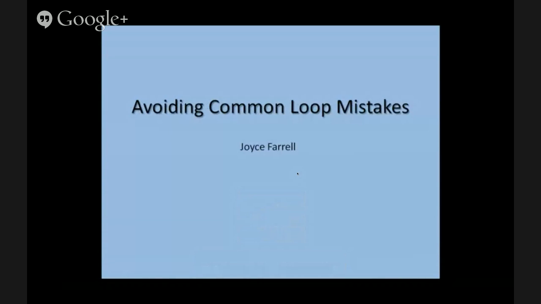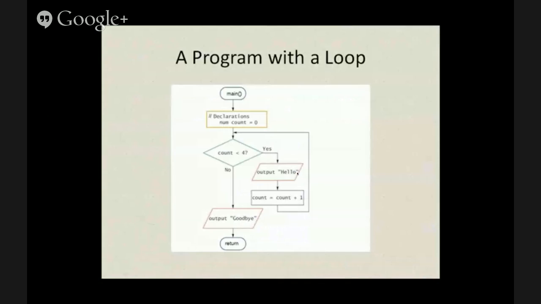Let's look at avoiding common loop mistakes. Here's a program with a loop. It's intended to output hello 4 times and then output goodbye. The program starts and a loop control variable named count is initialized to 0. Count is compared to 4, and while it's less than 4, you output hello and add 1 to count.